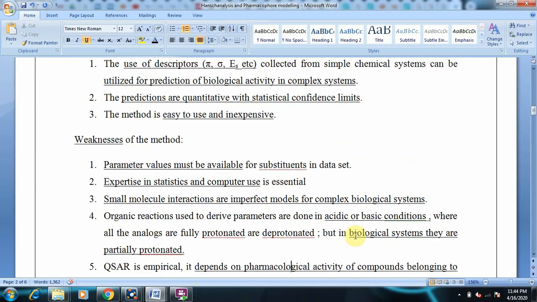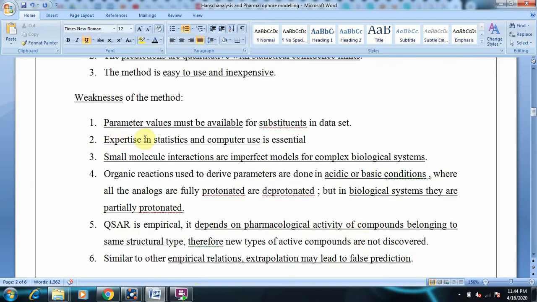What are the weaknesses of the method? The parameter values must be available for substituents. What does it mean? If the parameter values are not available, we cannot substitute in the data set. Only if they are available can we use them. So this is a weakness. If it is not available, we cannot go for this method. Expertise in statistics and computer use is essential. So we need a person who is skilled at statistics and computer use to perform this method.